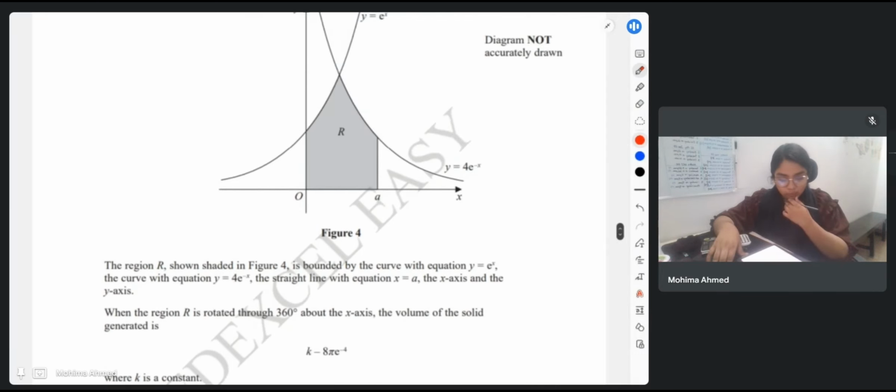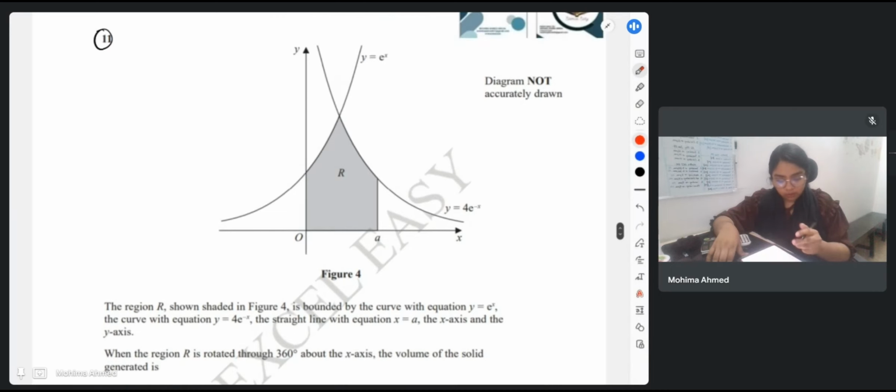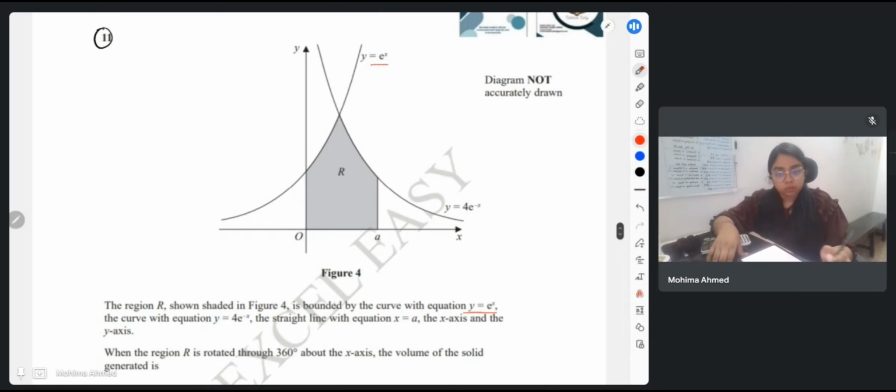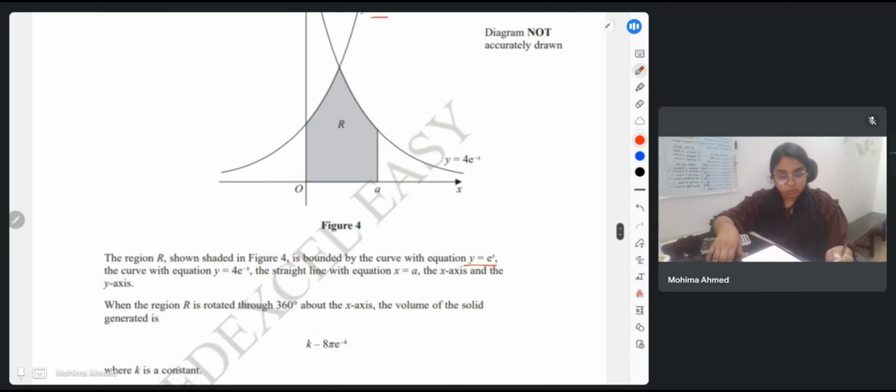Now over here, we can clearly see that we have two graphs again, one with the equation y equals e power x. This is y equals e power x, and the second one is y equals 4 e power minus x. This is the second graph.